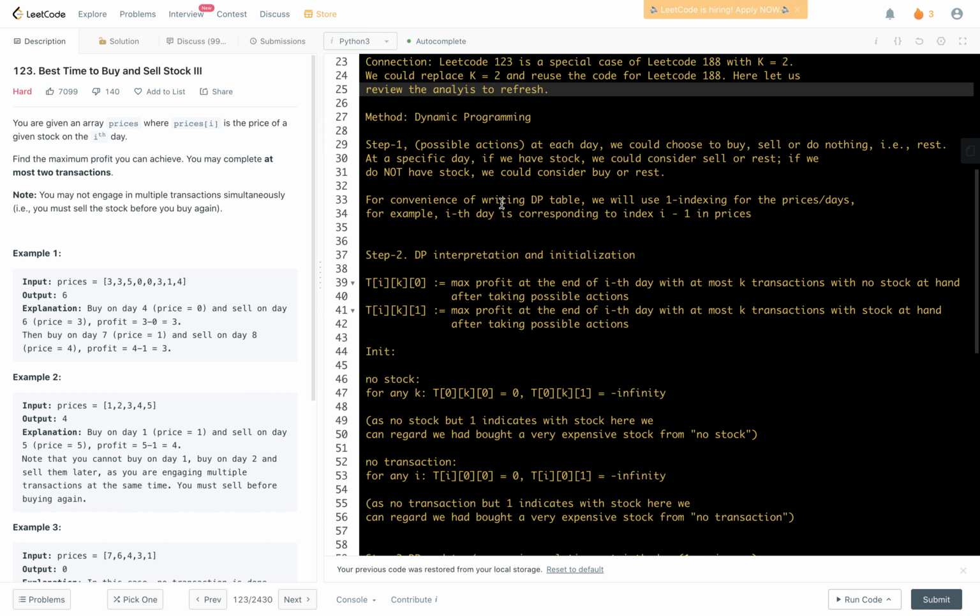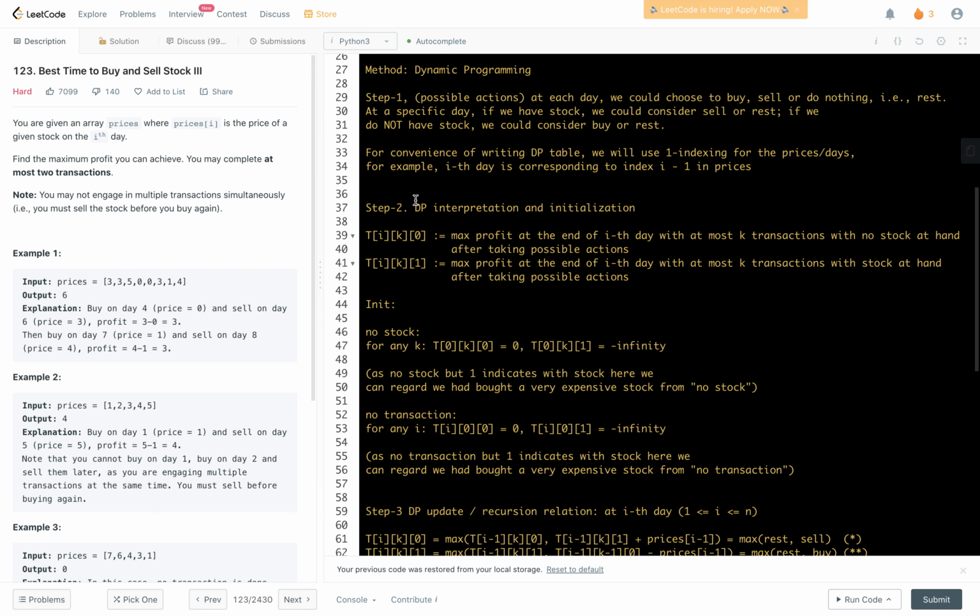For convenience of writing the DP table, we are going to use one indexing for the days or prices. For example, the ith day corresponds to index i-1 in prices. The convenience is that it's easier to do initialization. So this is step 1. We realize the possible actions at each day depending on if we hold stock or not.